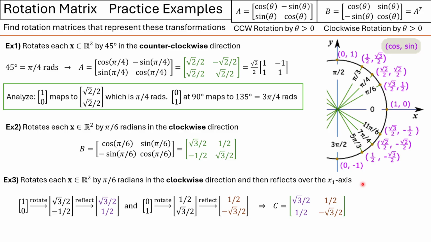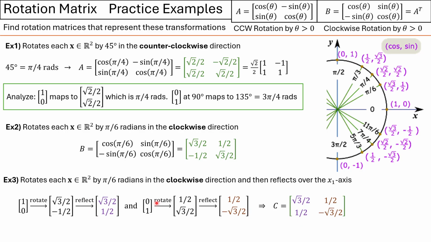Okay, so first, please look at the vector (1, 0). If we're going to rotate it first, remember that ends up at (root 3 over 2, negative 1/2). All right, and then if we're reflecting this over the x1 axis, the horizontal axis, we end up at (root 3 over 2, 1/2). All right, that's exactly going to be the first column of our matrix C.